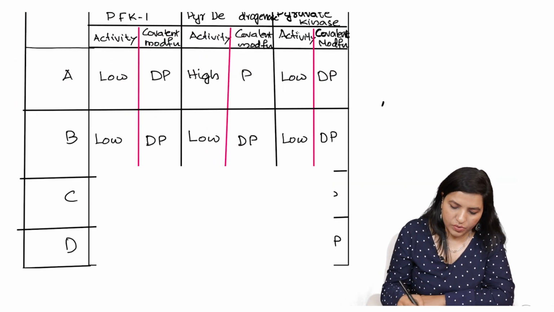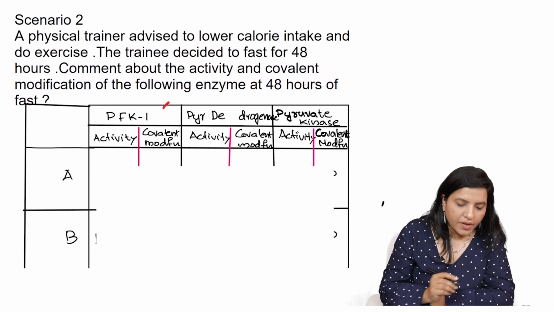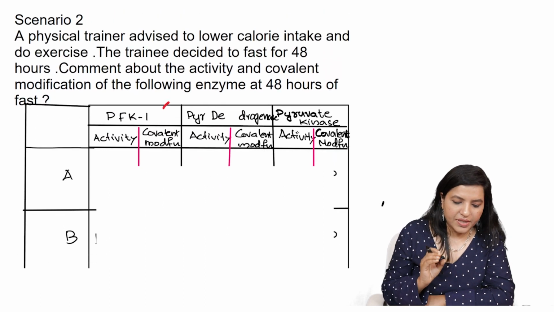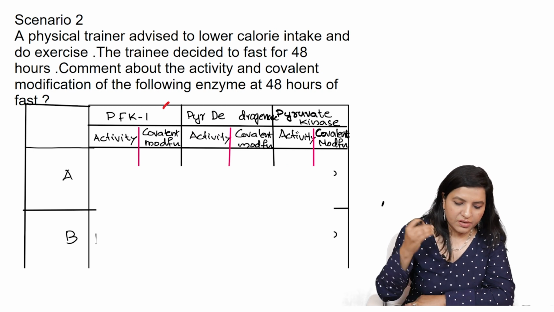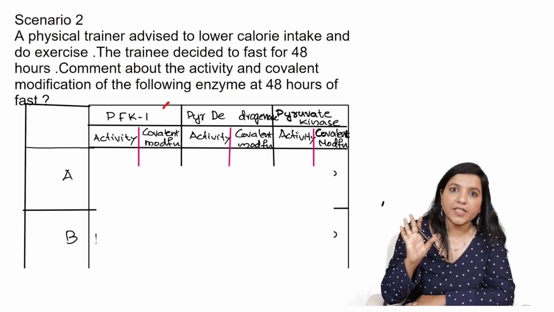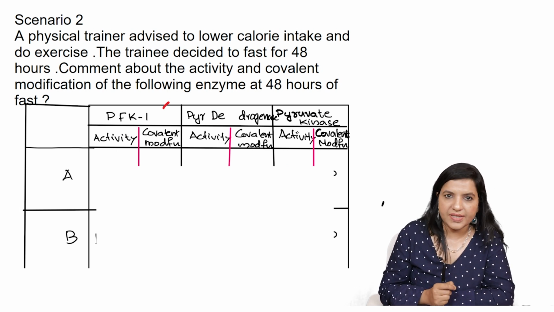Now, we will see the next question. A physical trainer advised low calorie intake and to do exercise. The trainee decided to fast for 48 hours. So, comment about the activity and the covalent modification of the given enzyme.